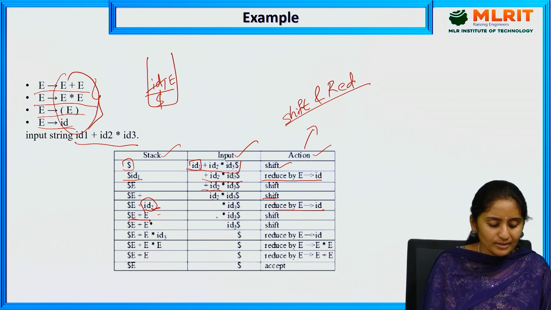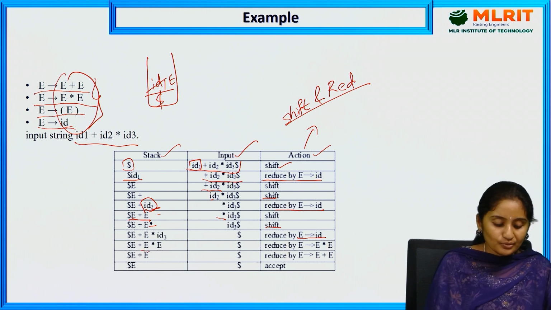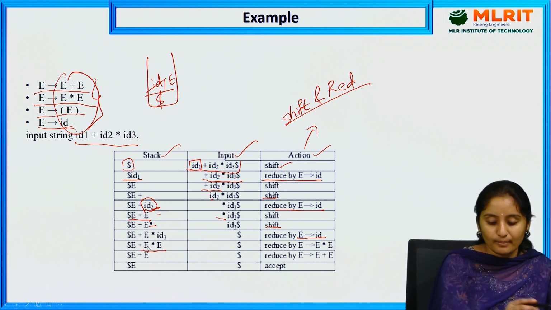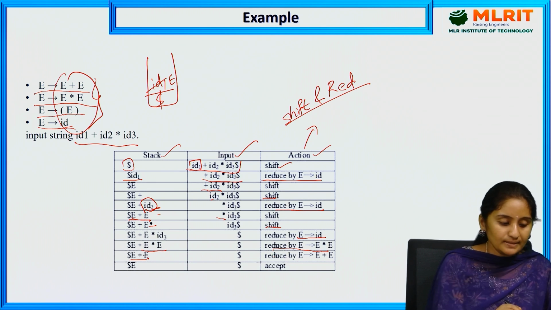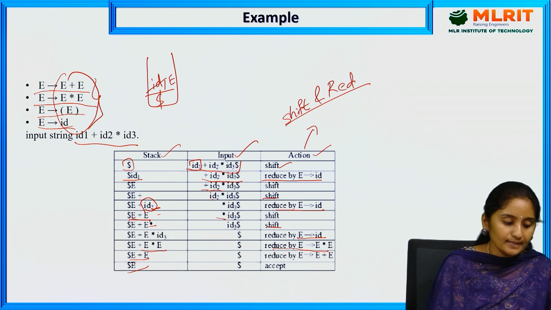The next I have is star, so star is moved here. The next I have is ID3. Shift ID3, it is moved here. The next thing I am going to do is reduce. We reduce with E tends to ID. So it is reduced. E star E. Now E star E is present in my grammar. Yes, it is present, so reduce by E tends to E star E. So it is reduced to E plus E. Check whether it is present. E plus E, yes, it is present. Reduce. So I am going to get $E, and E is my start symbol.